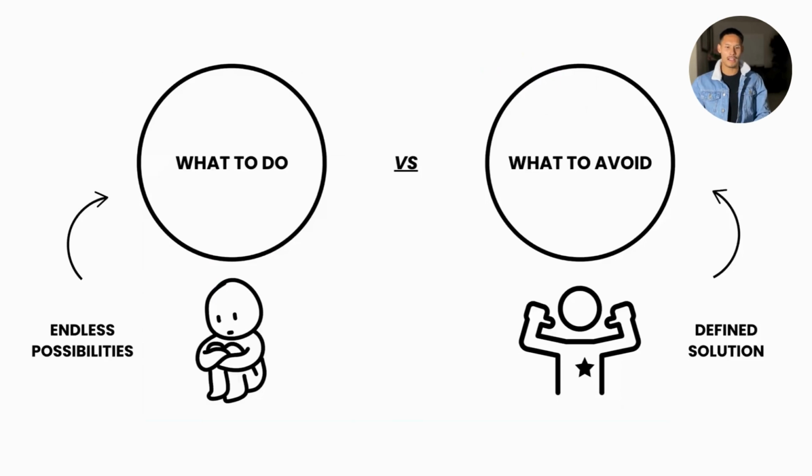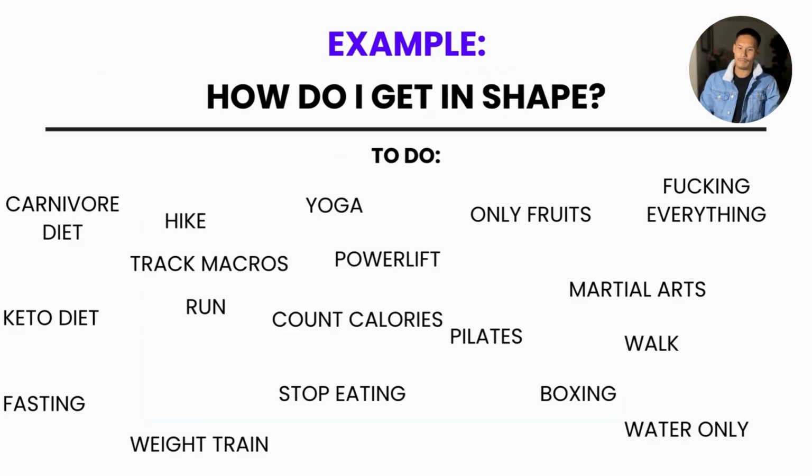So what it is, when we focus on what to do, we have endless possibilities and then we get stuck. As opposed to when we look at what to avoid, we define the solution. Because what to do, you create an endless amount of lists and things that you have to do. When you focus on what to avoid, then you define the solution. And it narrows down the list so you can take actionable steps instead of being bombarded by hundreds and hundreds of options.